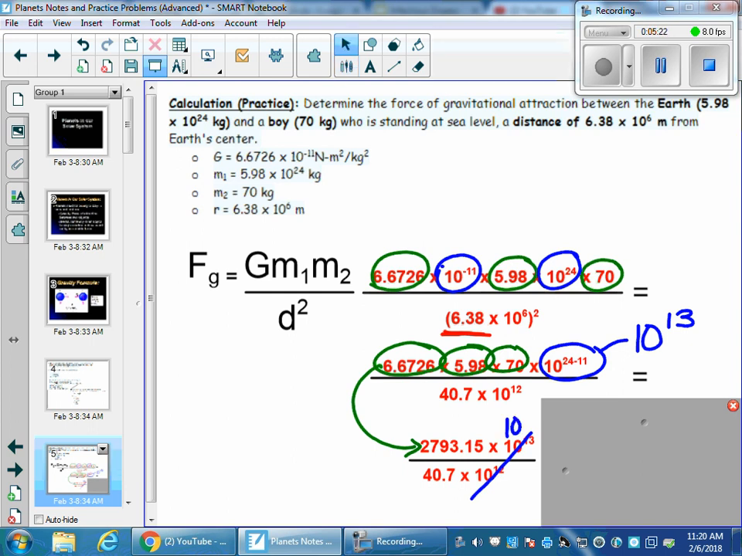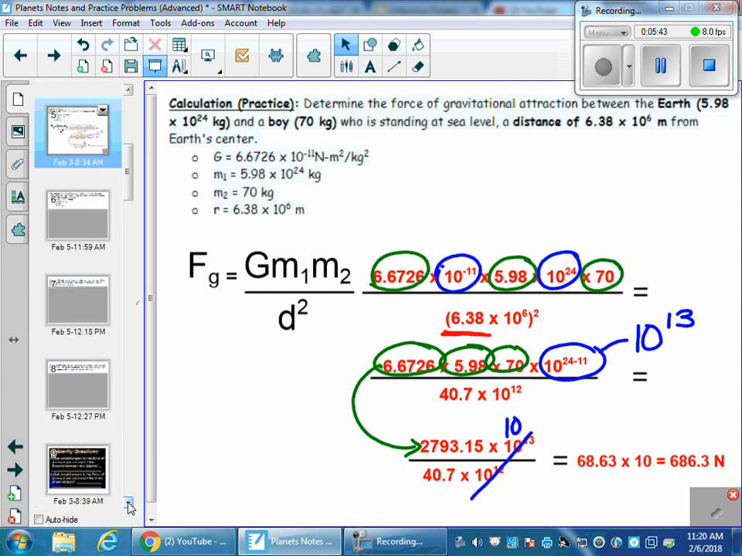So when you go through and look at that, you're going to divide the front. You get 68.63 times 10. And your answer here, if you've done this correctly, is 686.3 newtons. Okay. Now, there are many ways you can do this with different exponents when you decide to combine them. But when you do this, you will want to show your work with this. And we'll go through this more in class, more practice problems.